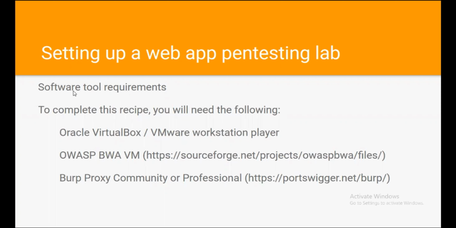Just check out the below tools. For a VM install, you require Oracle VirtualBox or VMware Workstation Player. The second one is the OWASP Broken Web Applications VM. And the third one is a proxy Burp Suite Community. It's an intermediate software, so it intercepts the request before it reaches the server from a browser request.